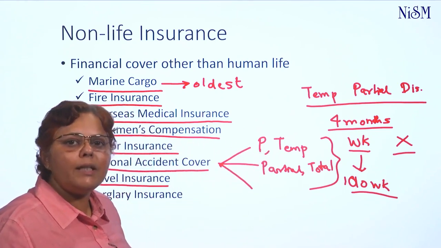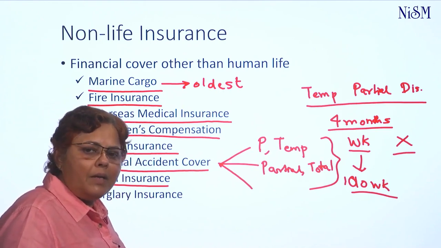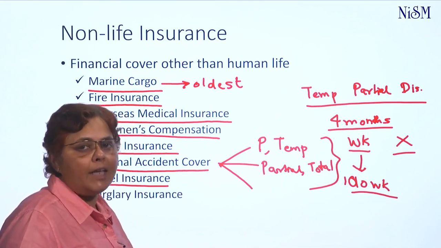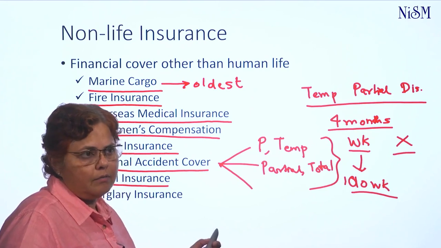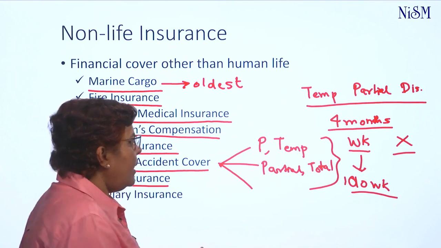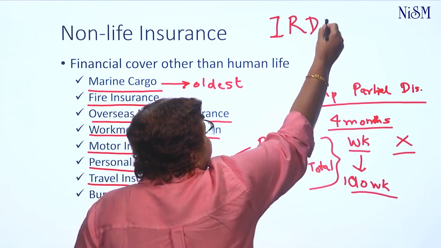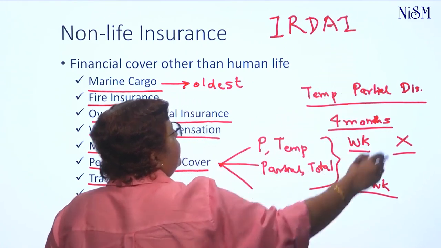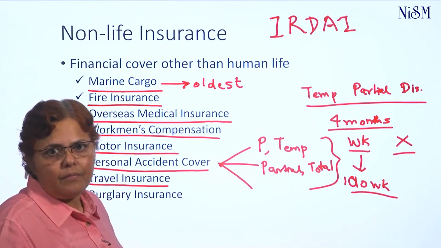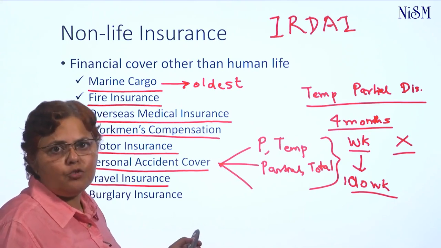So, these are the non-life insurance. Now, most of the places, companies which are giving life insurances are different than companies who are giving non-life insurances. They are totally different. All the insurance companies in India are regulated by an organization, a regulator called IRDAI, Insurance Regulatory and Development Authority of India. So, they are the ones who are actually governing all these insurance companies.